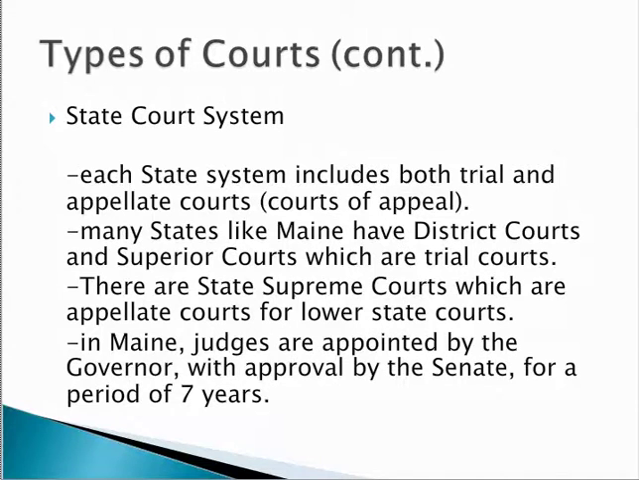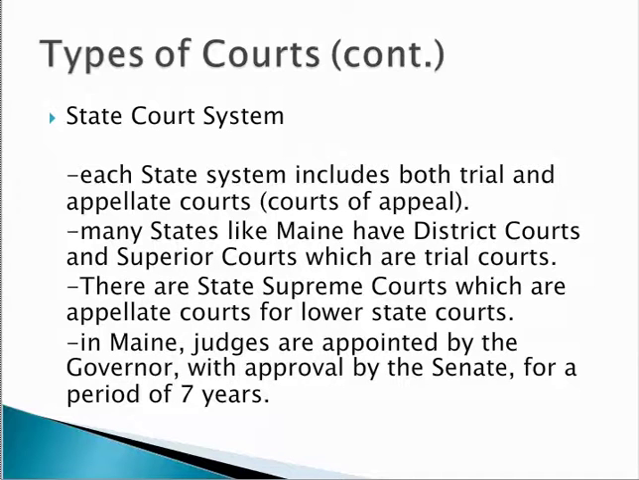Now, under our state court system, each state system includes both trial and appellate courts. Just like the federal government, we have a federal trial court and we have appeals courts. So does each state within the United States. Many states, like Maine, have district courts and superior courts, which are trial courts. There are state supreme courts, which are appellate courts for lower state courts. So if there's an appeal coming out of a lower state court, that is heard by a state supreme court.